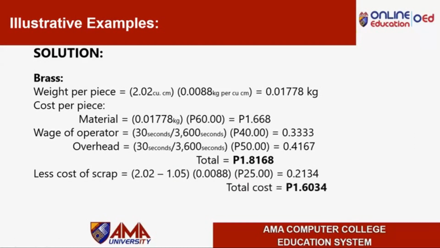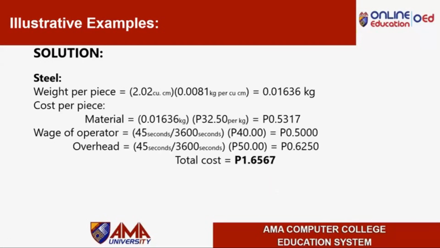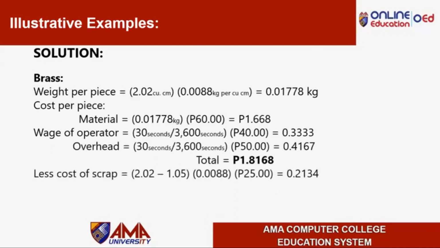So now the total cost is 1.634 compared to the steel, which is 1.6567. Which is now better to use? It should be the steel, because you don't have to compute for the scrap.